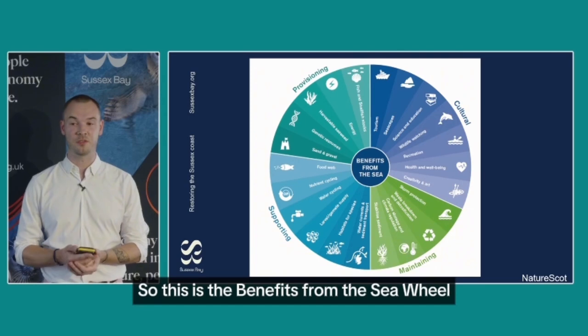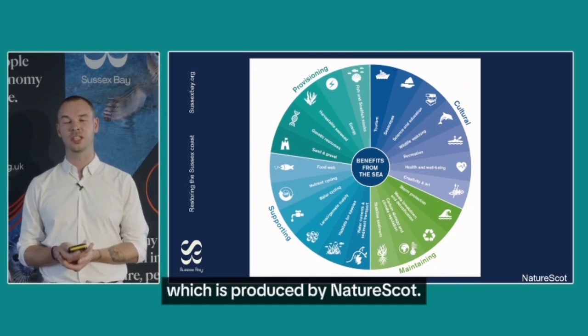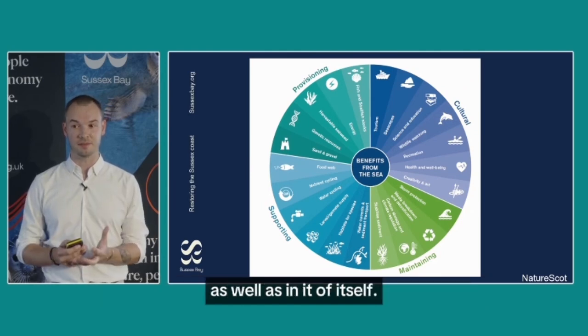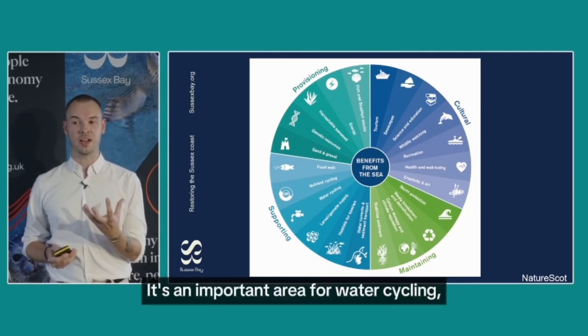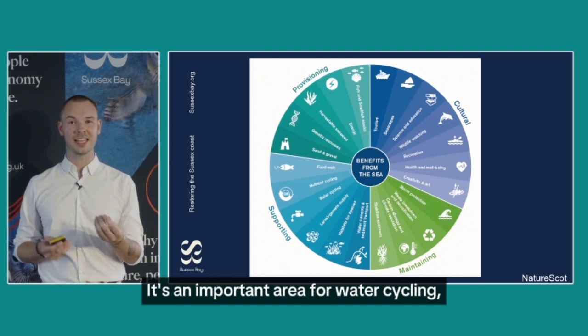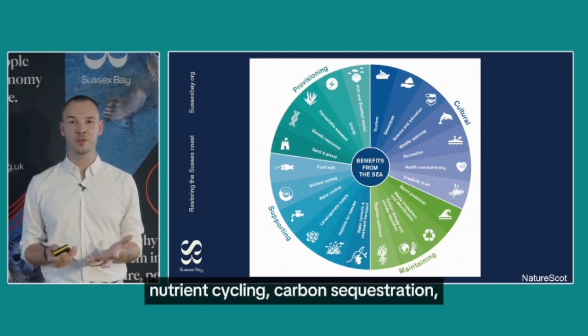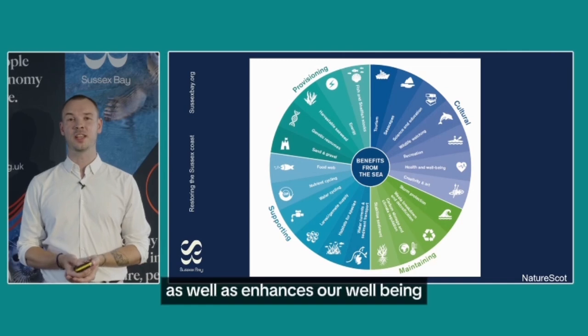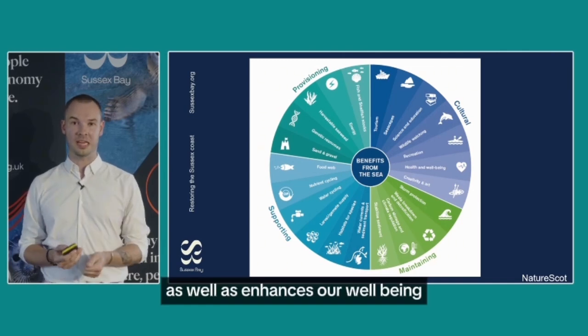Now a little bit more about what those services are as showcased in this wheel here. So this is the benefits from the sea wheel, which is produced by NatureScot. It showcases the diversity in benefits that the sea provides to us, as well as in and of itself. It's an important area for water cycling, nutrient cycling, carbon sequestration. It provides us with food and energy, as well as enhances our well-being.